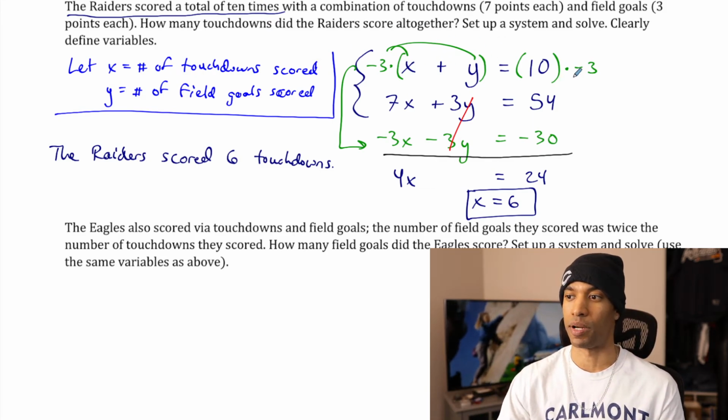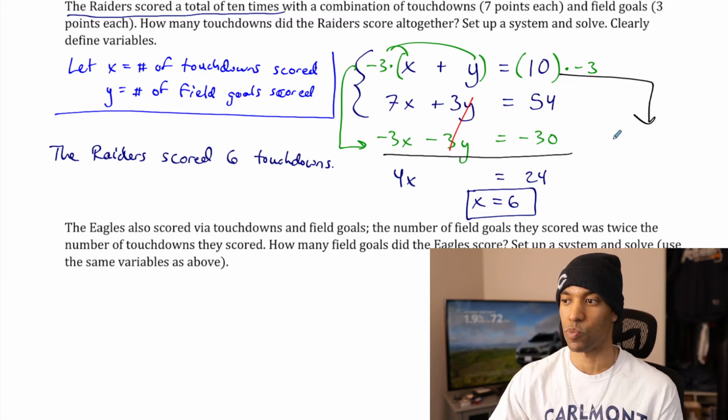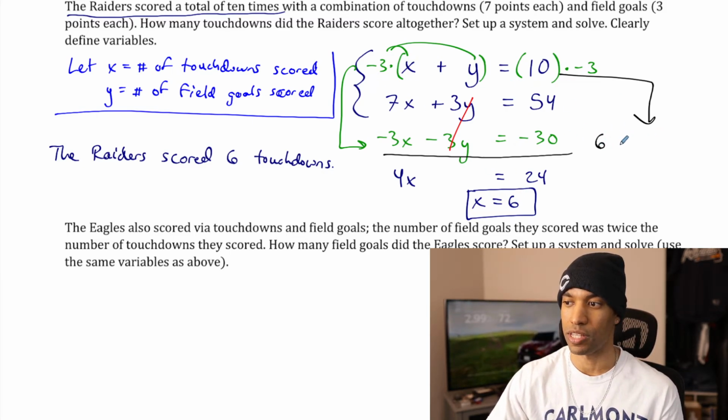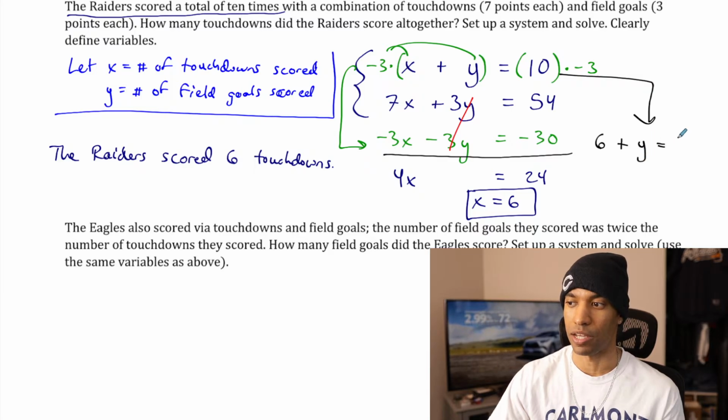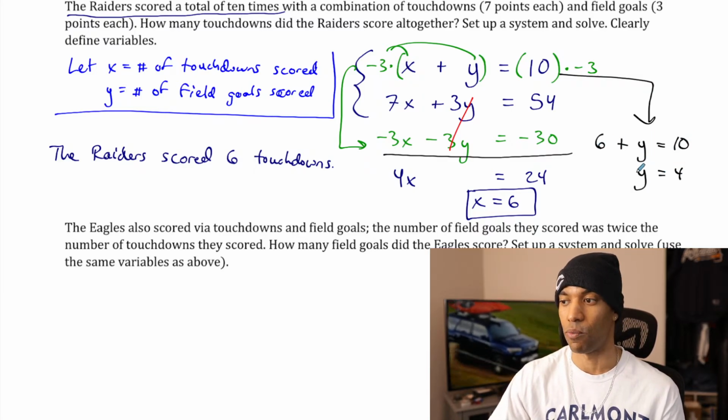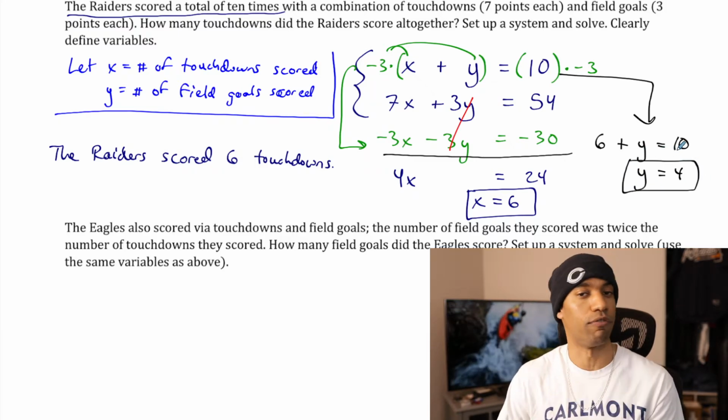Well, now let's look at the algebra. In this equation up here, x plus y equals 10, if I substitute 6 for x, I will get an equation that now says 6 plus y equals 10. And subtract 6 from both sides. That's where you subtract 6. You get y equals 4. They scored 4 field goals.